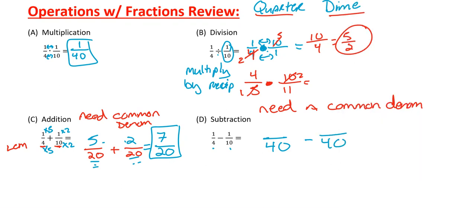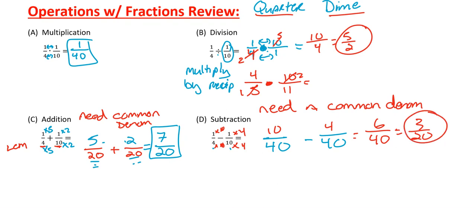If I use 40 as my common denominator, then this would be times 10, so therefore I would have 10 on top. This would be times 4, so I would have 4 on top. Then I subtract, and my answer would be 6/40, which I could reduce to 3/20, which is what I would have if I just subtracted these. All right, so that's it for the review.